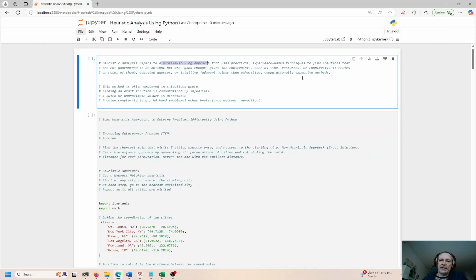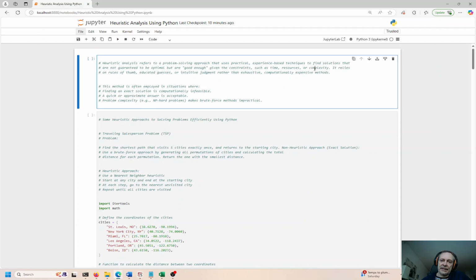Okay, so some people need absolute precision. Some problems are very complex and very time-consuming to solve, right? So if you need an answer with 15 decimal places of precision to the right side of the decimal, then a heuristic approach is probably not right for you.